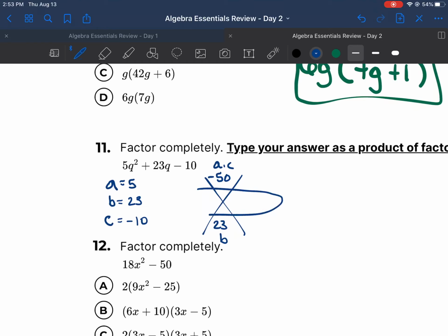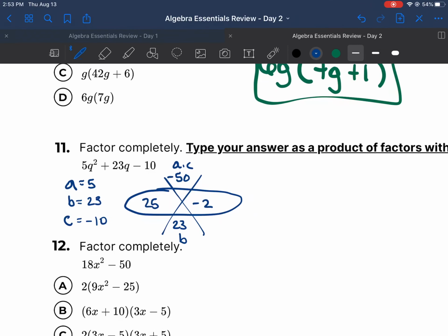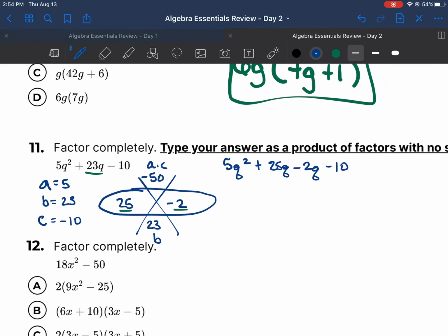And the numbers here on the sides need to be two numbers that multiply to negative 50 but add to positive 23. Well, 25 and negative 2, because 25 times negative 2 is negative 50, but 25 plus negative 2 is positive 23. So essentially what we're going to do is take the original expression and split the middle term into these two. So instead of having a 23q, we are now going to have a 25q minus a 2q, but then we still have the minus 10 here.